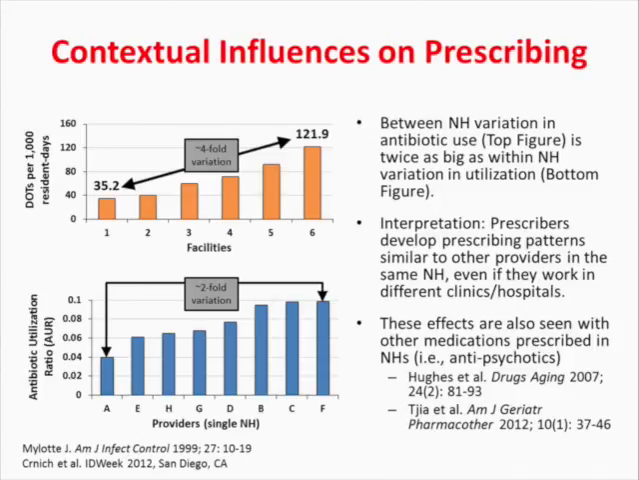There's also a study that was published in New York, which is shown in the bottom left, showing the degree of variation within facilities, again looking at variation across providers practicing in the same nursing home. While there is some variation there, what we're seeing is that the variation is much less than the variation that we see between nursing homes. So what does this tell us? It says that prescribers develop prescribing patterns that are similar to other providers in the same nursing home.